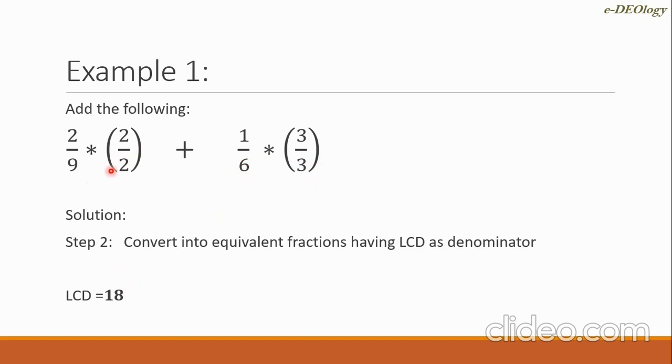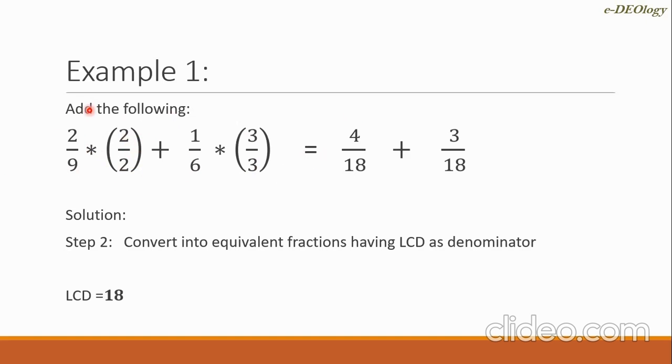Then, that same number 2 that we multiplied to number 9 must be the numerator. So this must be 2 over 2, because this is equal to 1, and the number 1 multiplied to any fraction will not change the value of the fraction. The same way with the number 6 multiplied by 3, and then in the numerator we must write 3 also. So the 3 over 3 that is equal to 1 is multiplied to 1 over 6.